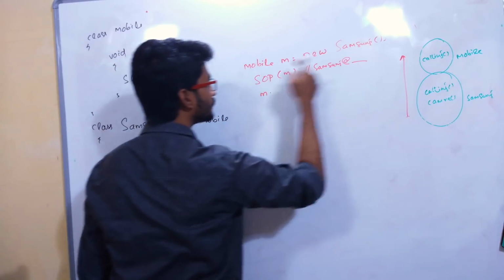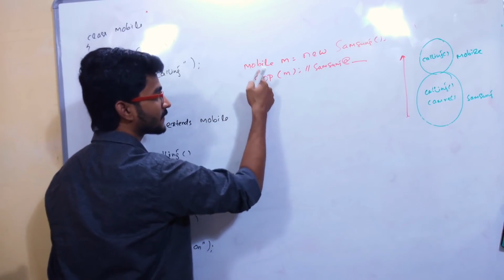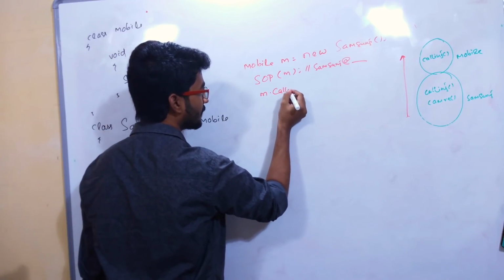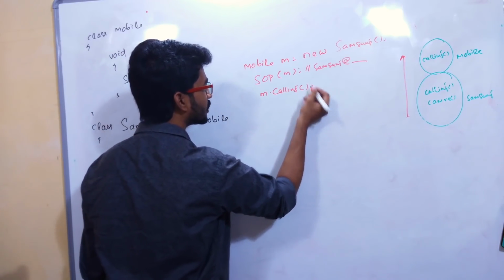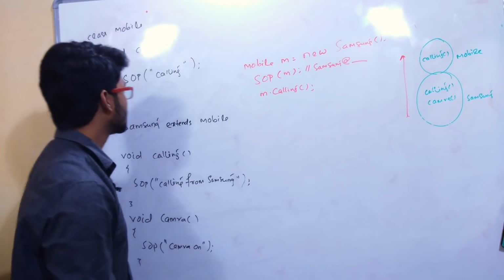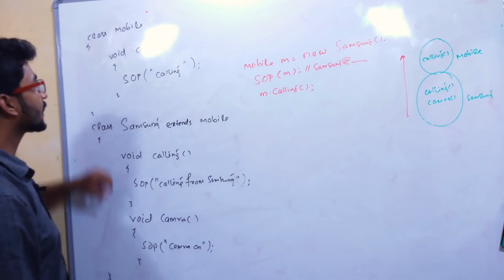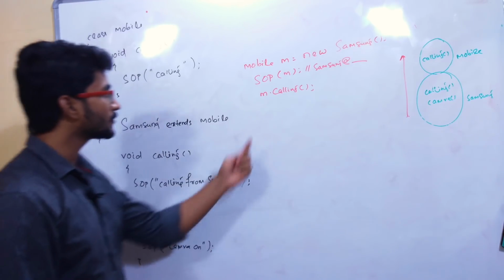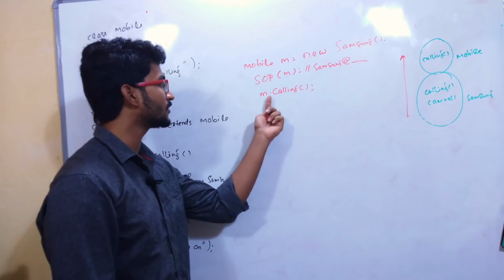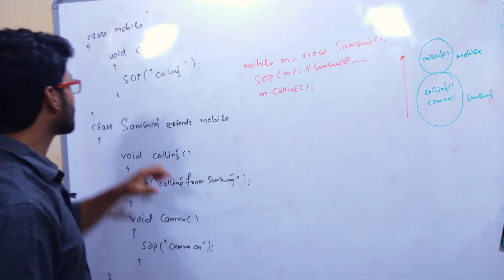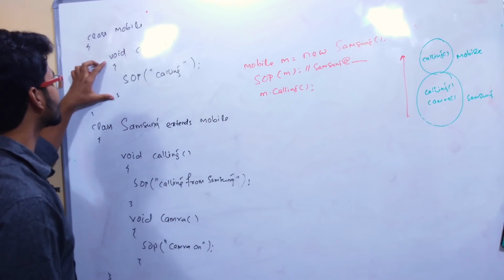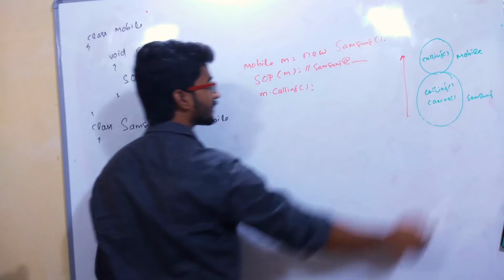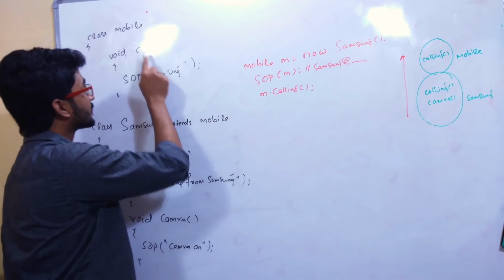Then if I'm doing M dot calling: this M is a mobile type reference, a parent type reference. So if I'm doing M dot calling, which particular method is going to be called? We have a calling method in the super type and a calling method in the subtype. Whenever I do M dot calling, the compiler first checks whether this calling method is present inside the mobile class. It is present inside the mobile class.